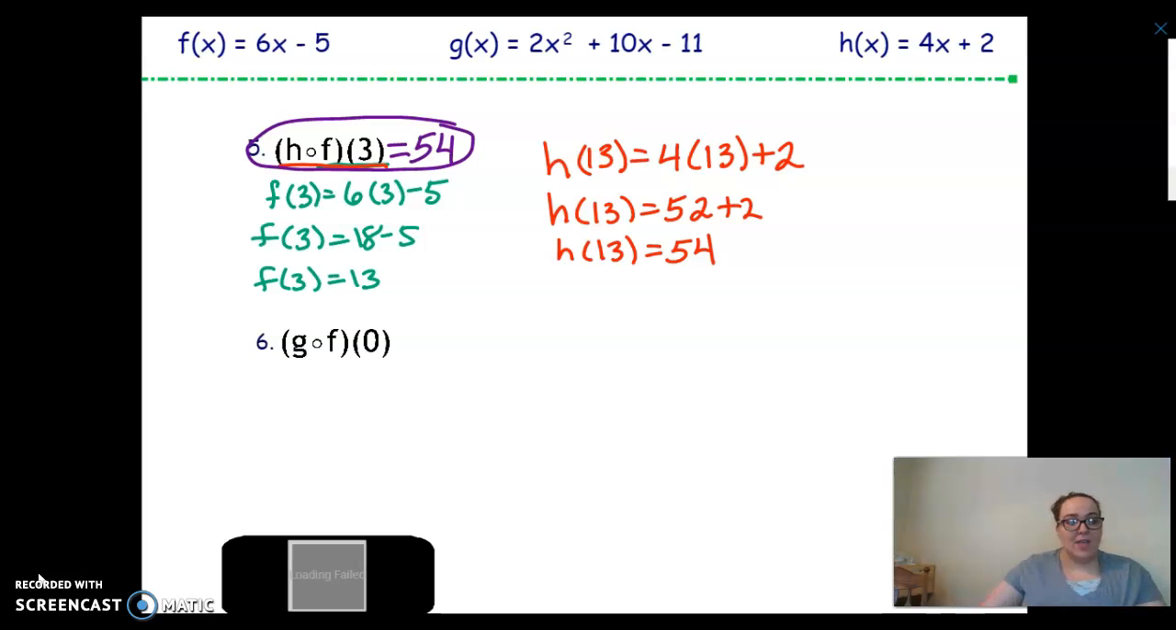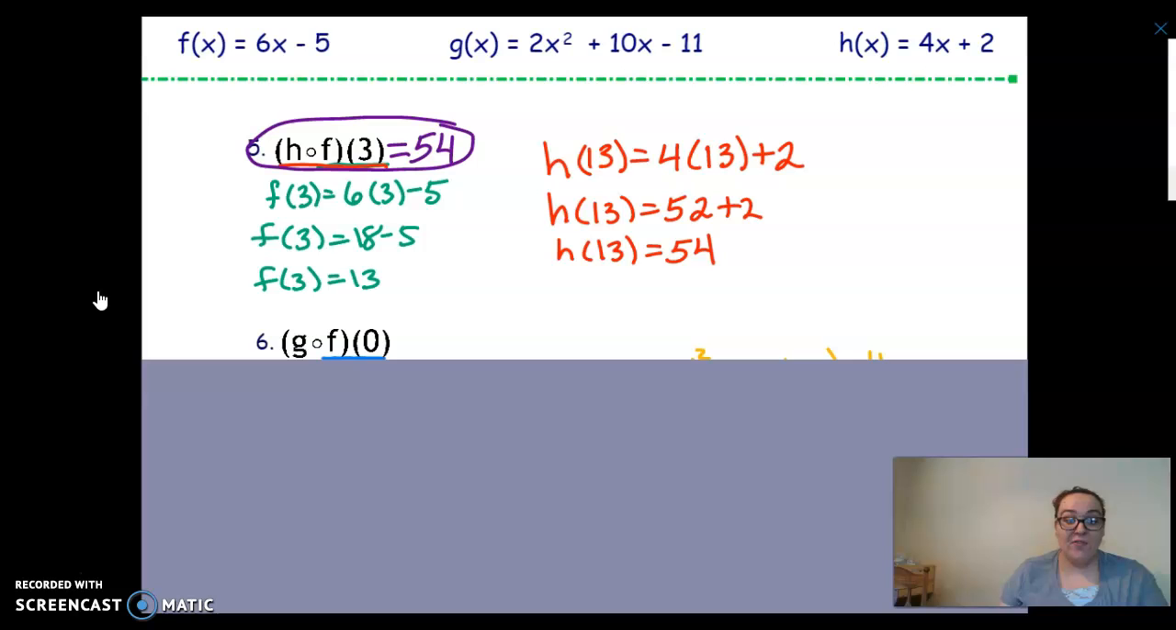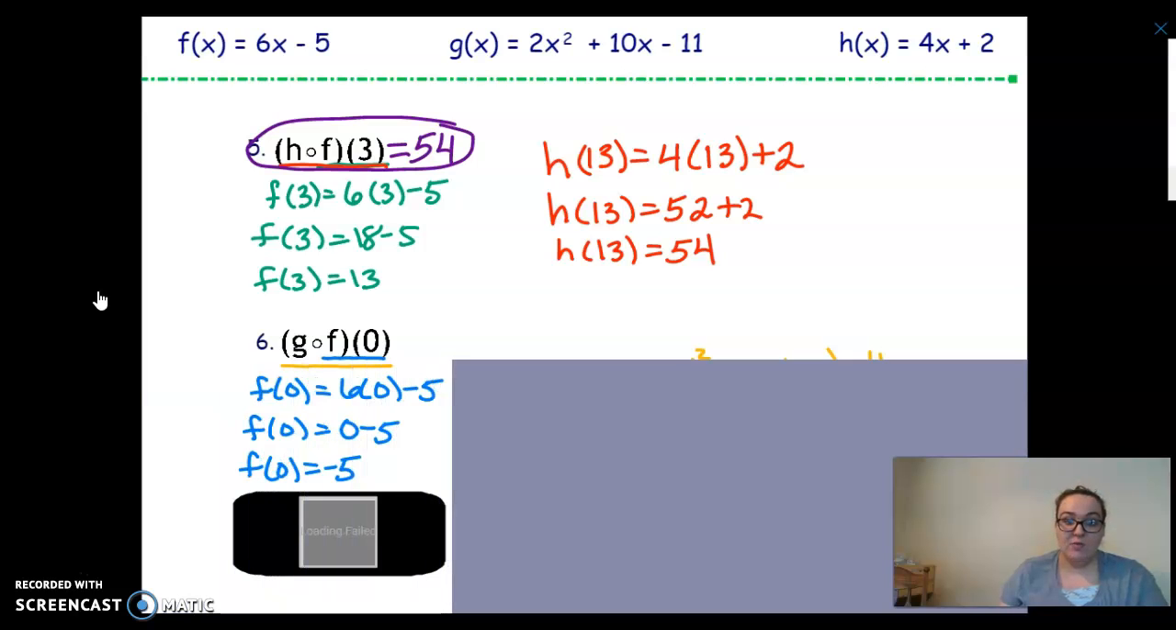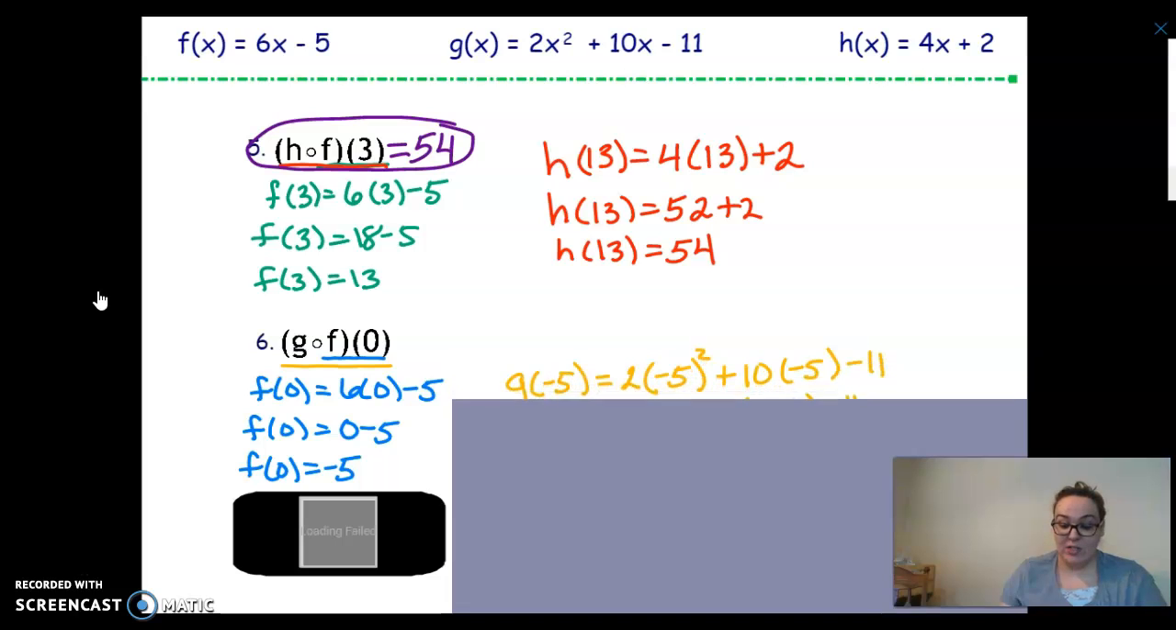On this next one, I want you to try it straight from beginning to end on your own, okay? Beginning to end. Alright, I'm going to reveal first what you should have when you did f of 0. Okay, f of 0, you should have had that equals negative 5. When you input your f of 0 into the g function, so g of negative 5, there's how it should have been inputted.